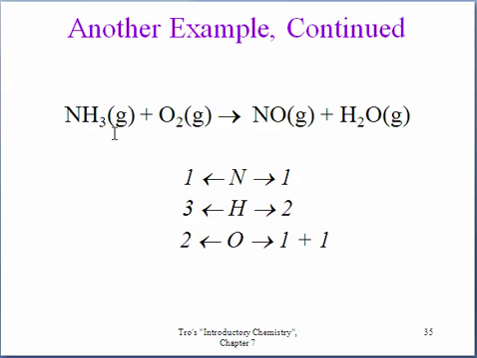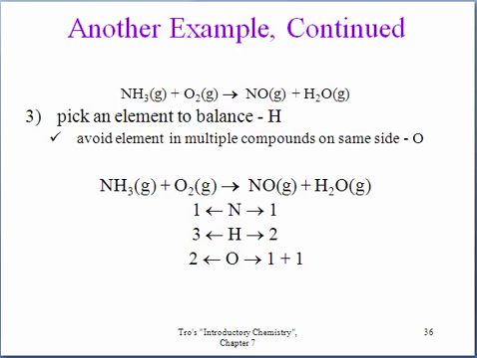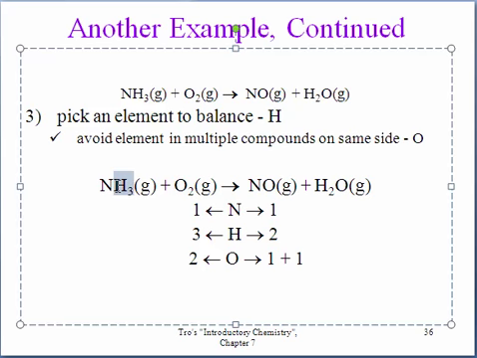So I'm going to start with my hydrogen since it's the only one that's not balanced. But if anything else wasn't balanced, I would start with nitrogen, hydrogen, and I would do oxygen last, because oxygen is in 2 different compounds over here, and we're going to save that one for last, always. Okay, so I've got to balance my hydrogen. I have 3 over here, I have 2 over here.